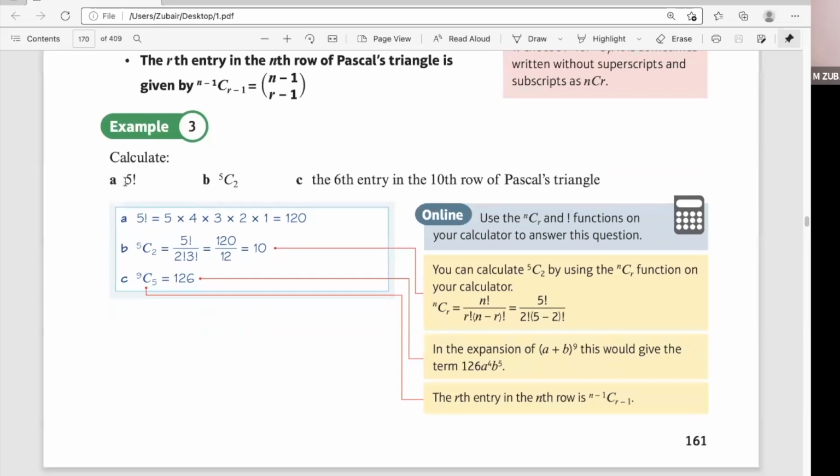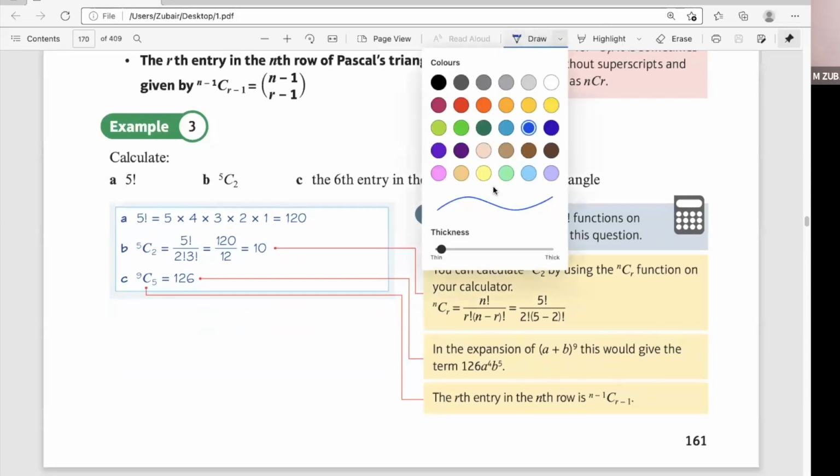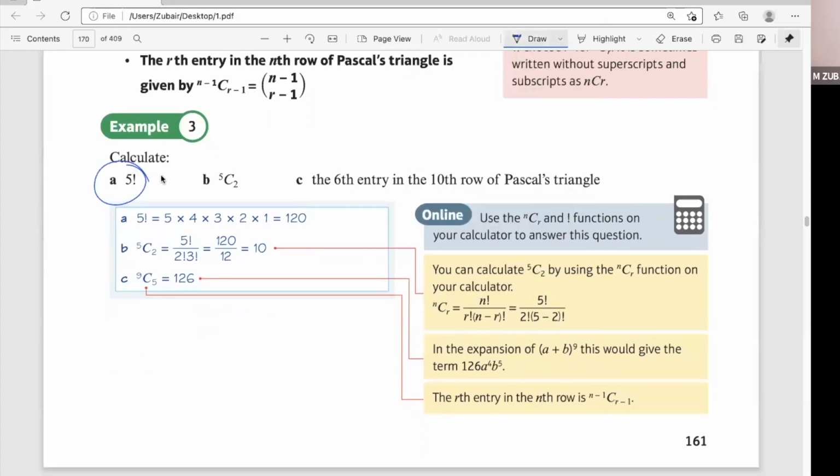Okay, now this was it for this part. If he tells you to calculate 5 factorial, that is 5, 4, 3, 2, 1, and multiply all these, you get 120. And 5C2, so 5 factorial over 5 minus 2 factorial into 2 factorial, and you simplify these to get 10. And most of the time we will be using calculator.